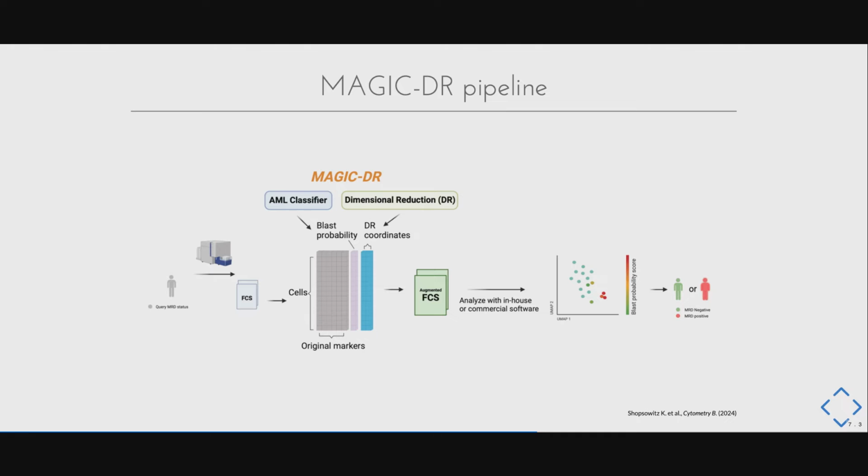One feature of the MagicDR is that data, including the probability score and the UMAP coordinates, will be written right back to the original FCS file to create an enhanced or augmented FCS file. These files are just like regular FCS files, and can be loaded onto any commercially available data analysis software to visualize the tumor probability scores in UMAP space.